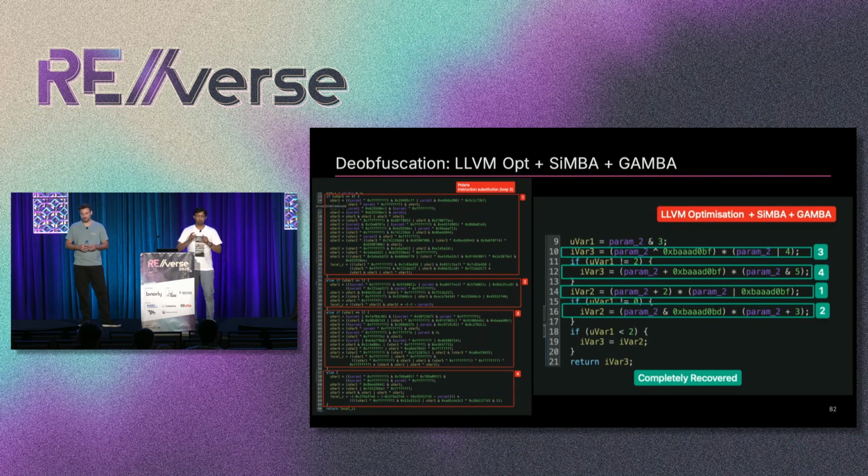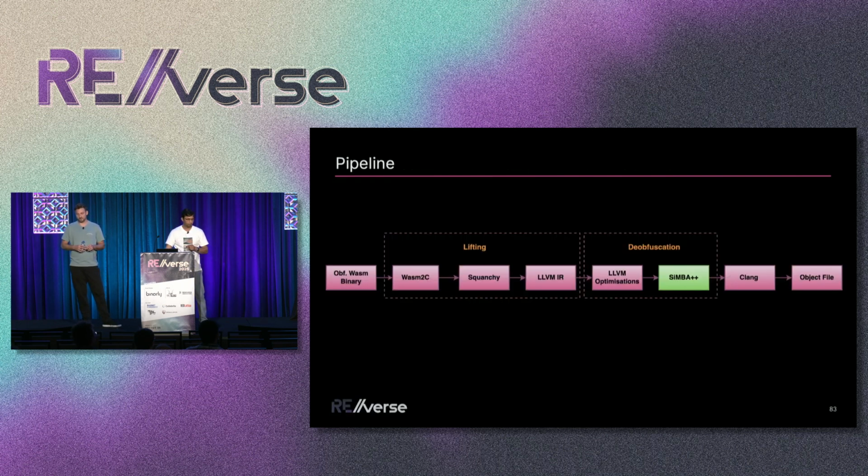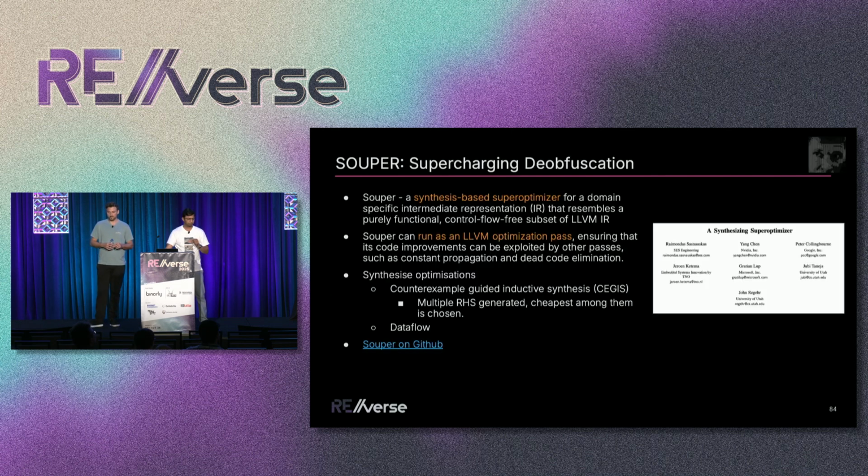How about we take a bigger, more complex example now? So now we take the case with Polaris, the other obfuscator. We apply instruction substitution 3 times to create a big complex program. And we apply what we just said, Simba, Gamba, and LLVM optimization, and we recover everything. So this is going well. So yeah, we have Simba++ in our pipeline now.